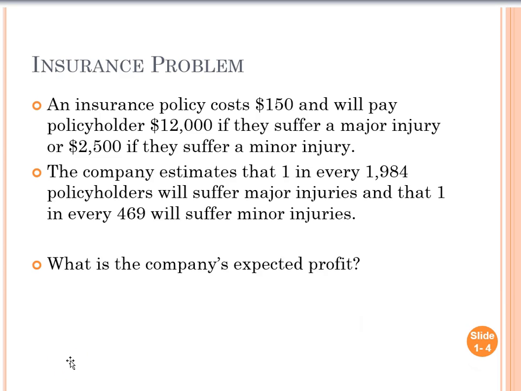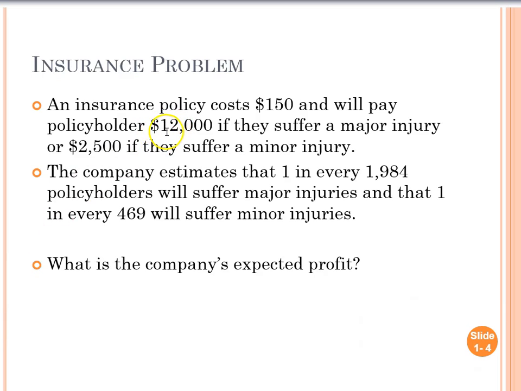So let's go over a problem now that makes a little bit more sense why we would apply the normal model. In this problem, what we're trying to find is the company's expected profit. So you can think of profit as a random variable, and the probabilities that it depends upon are whether or not its policyholders suffer injuries, and those injuries may be major injuries or they may be minor injuries. The insurance company actually loses money when someone gets injured because they have to pay them.